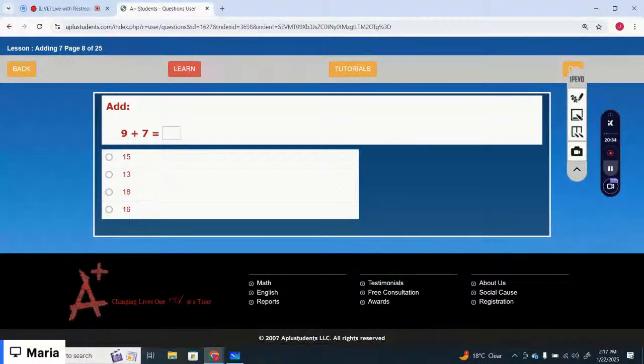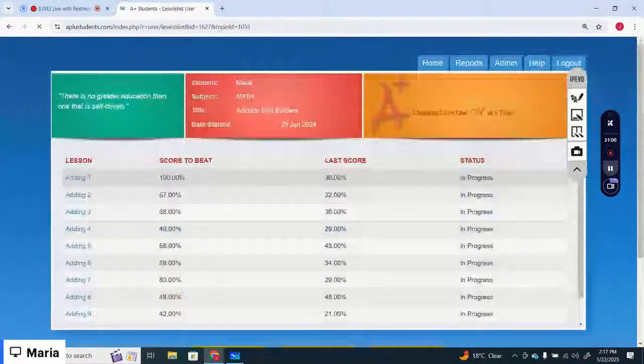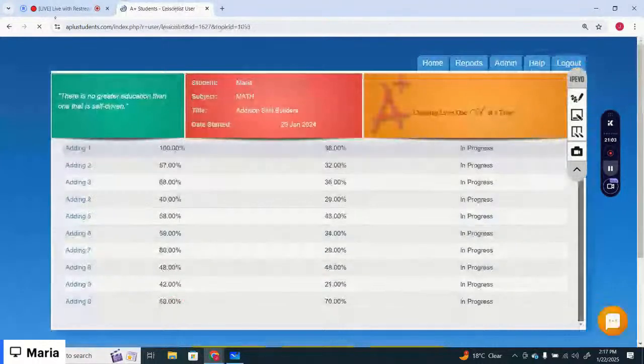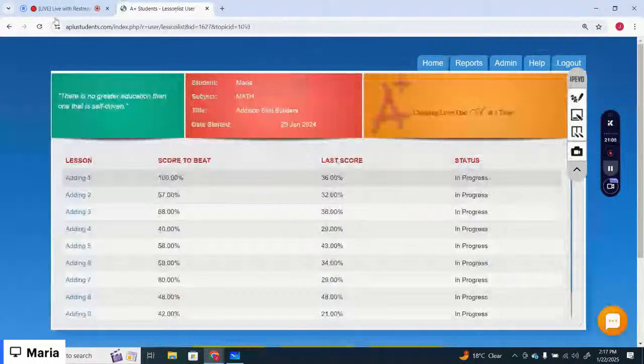9 plus 7 equals 16. The correct option is 16. Okay, you can complete the lesson by yourself later today. Let's just move on to the next lesson. The next lesson is adding 8.